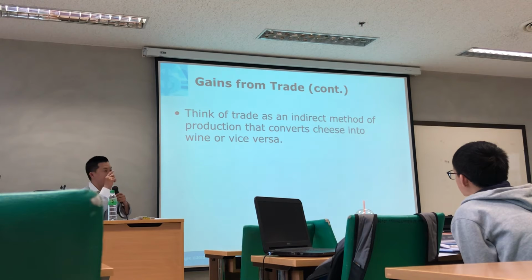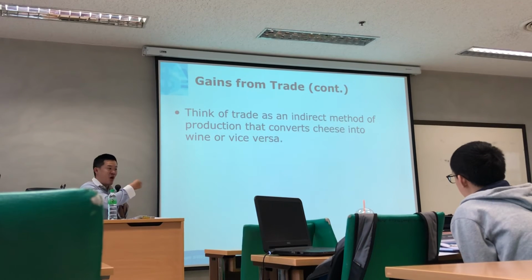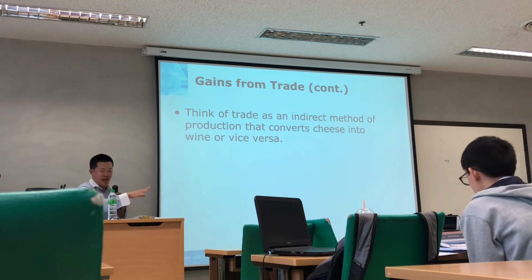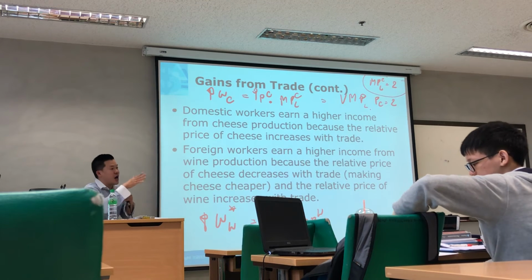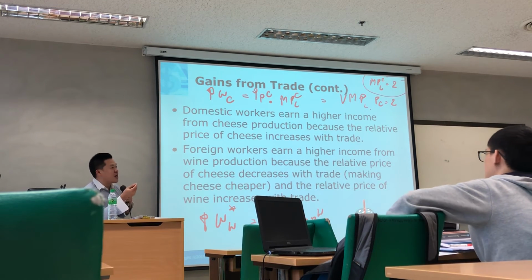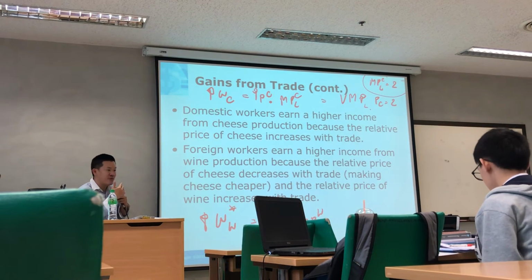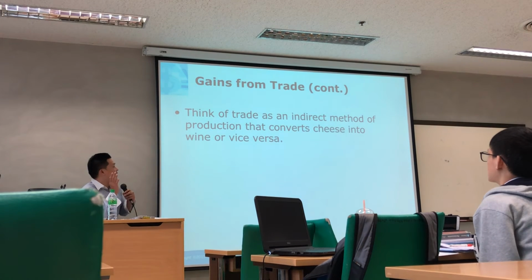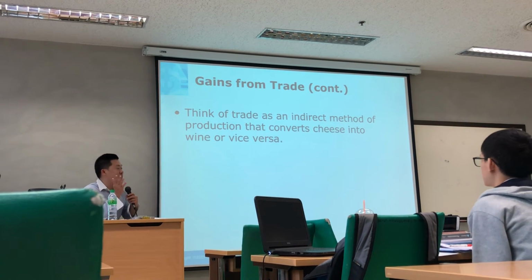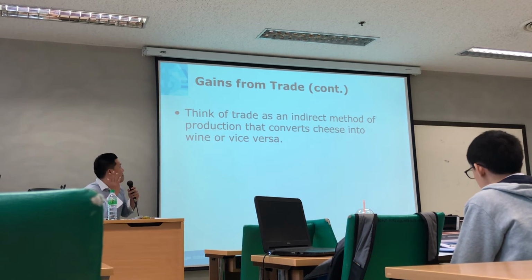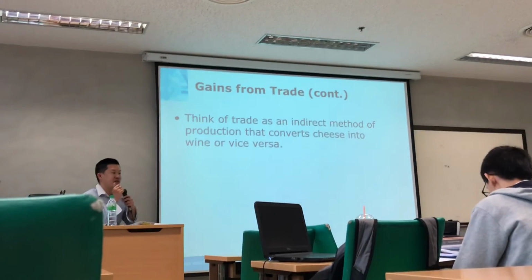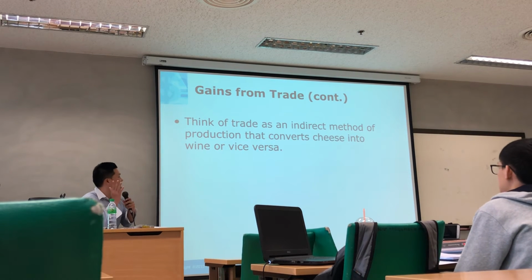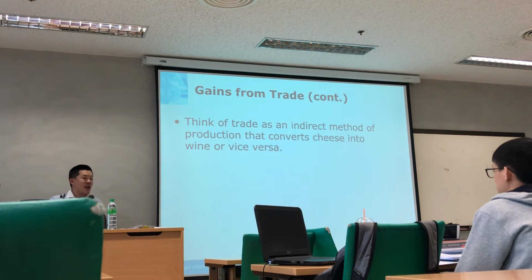Okay, the first gain from trade is to produce the most efficient thing, right? Allocate resources to produce the most efficient thing. The second one is that the foreign worker and home worker earn higher income from trade. The third gain from trade is the benefits from indirect methods of production. What is the indirect method of production?